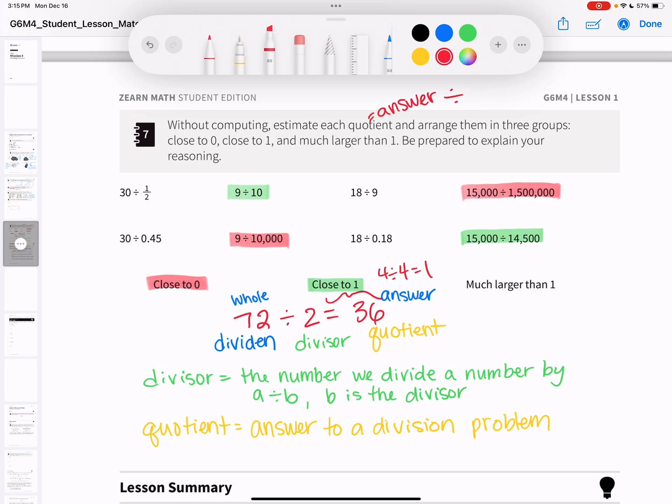All right. So then we're going to do much larger than 1. Okay. So this is going to be a really large whole or dividend with a small divisor. So you can see 30 is quite large and 1/2 is quite small. So that's going to be larger than 1. Again, 30 divided by 45/100, that's 45/100 is close to 0.5, which is 1/2. So that's going to be much larger than 1. 18 divided by 9, that's 2. That's much larger than 1. And 18 divided by 18/100, again, much larger than 1.